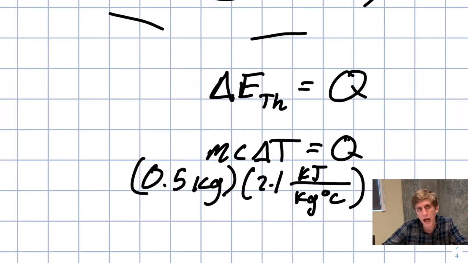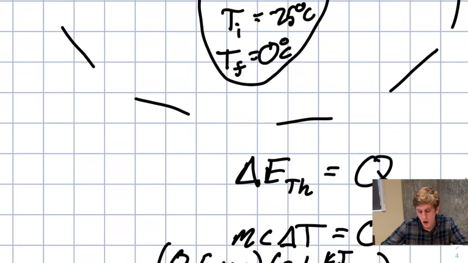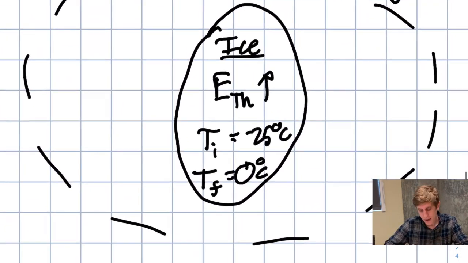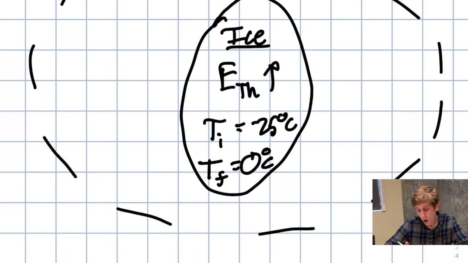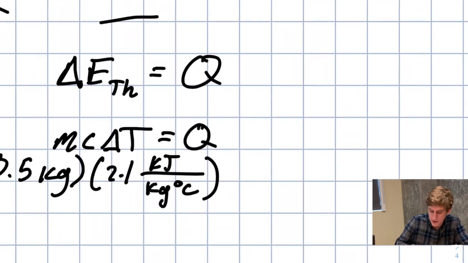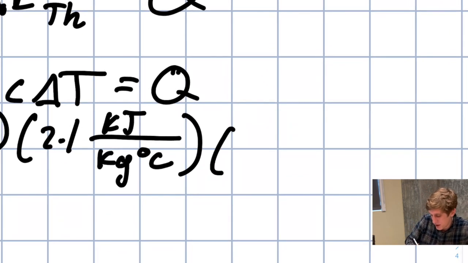Finally, we need the change in temperature. We know the change in temperature. It's 25 degrees Celsius. Recall that in this part of the problem, we're trying to determine the amount of energy it takes to warm the ice up from negative 25 degrees to 0 degrees, a change of 25 degrees Celsius.